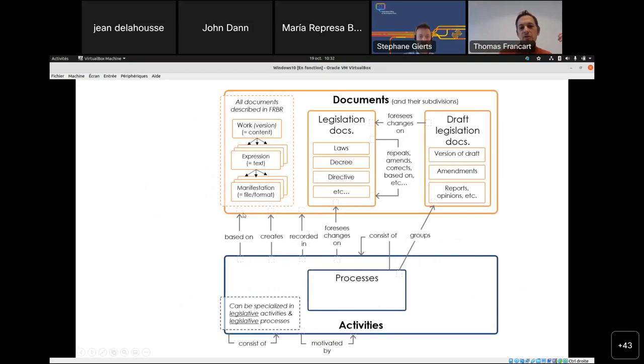So we have a series of links between activities and documents. Activities can be based on a document, create a document, be recording a document, foresee a change in a legislation document, or group all these draft legislation documents produced inside the process.